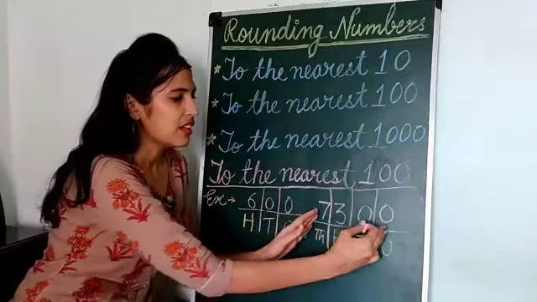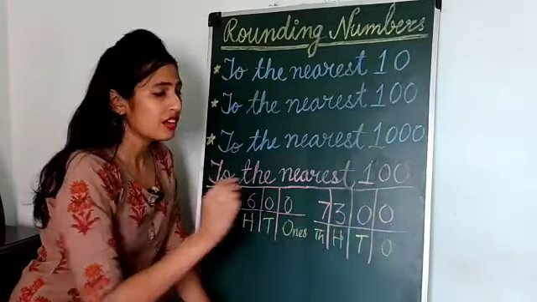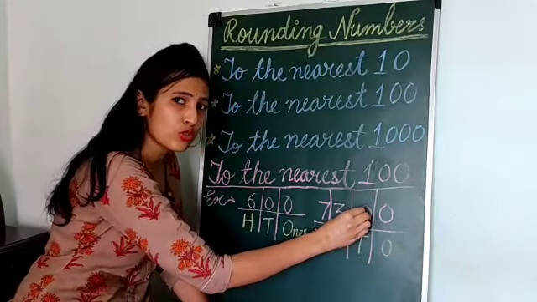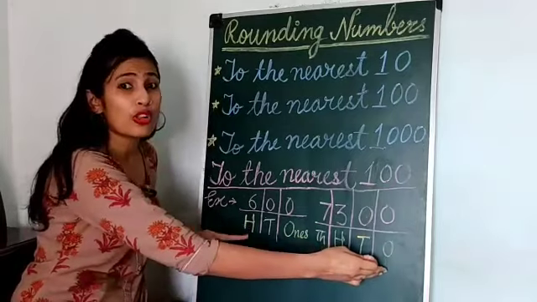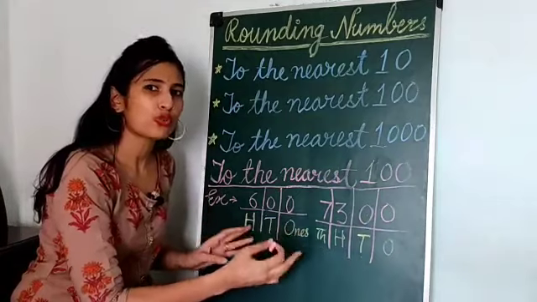Let's see another example. The number 7300. Here the ones place digit is 0 and the tens place digit is also 0. So these numbers are also rounded off to the nearest 100. Let's see how to do this.